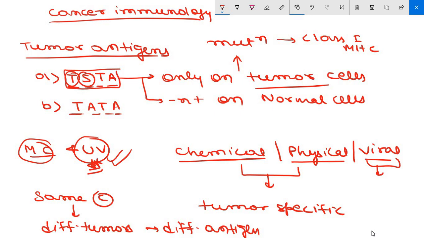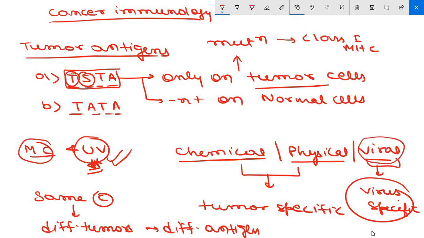In contrast to chemical and physical carcinogens, the TSTA of a virus induced tumor is virus specific. So the antigen is virus specific here. All tumors produced by one virus possess the same antigen. For example, Epstein-Barr virus, which causes nasopharyngeal carcinoma and several other types of lymphoma, has the same TSTA. So if a virus is the cause, it forms virus specific antigens, and if chemical and physical agents are the cause, it forms tumor specific antigens. So this is about TSTA, tumor specific transplantation antigens.